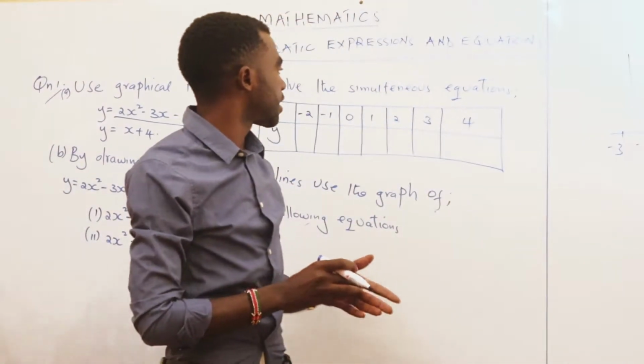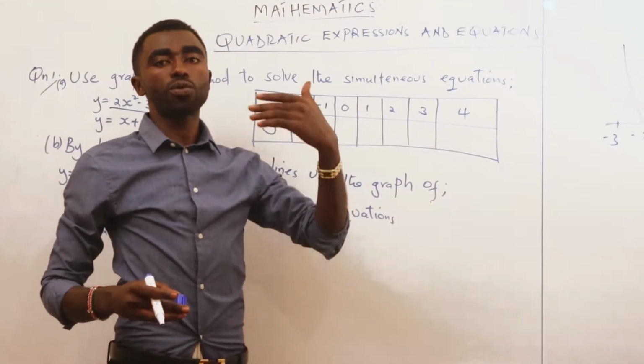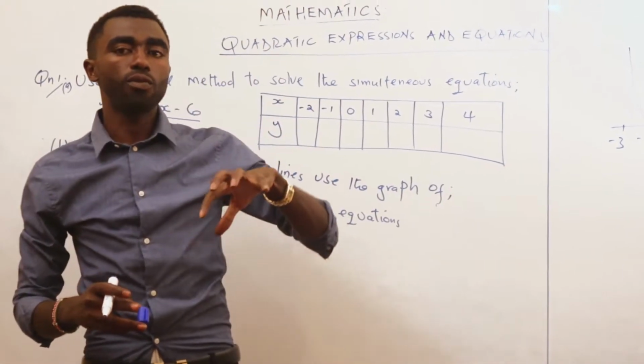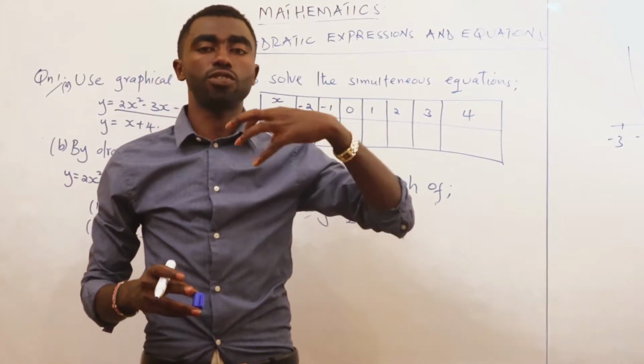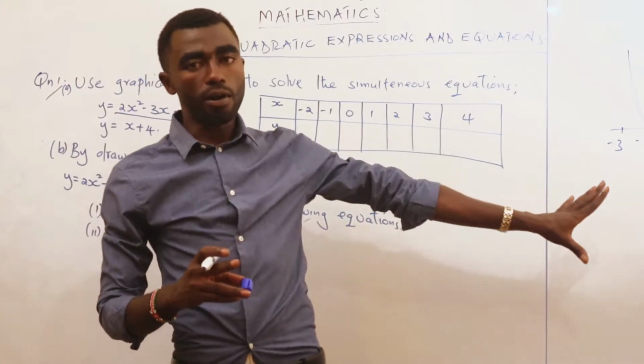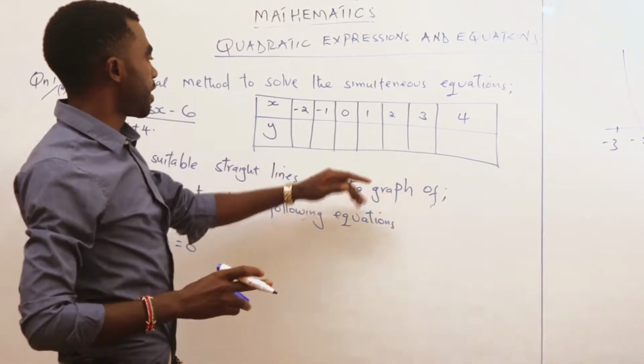Whoever uses a bigger number than this one, we're going to get the same curve in our graph book. But as I said, we just need to use a suitable scale, or rather a suitable graph, which fits our graph books.